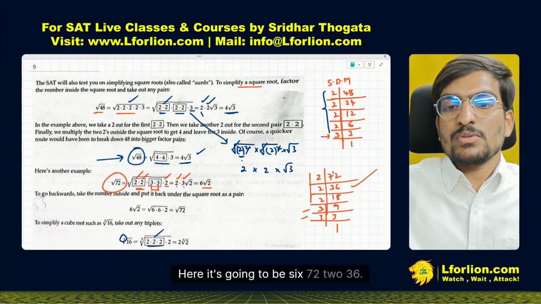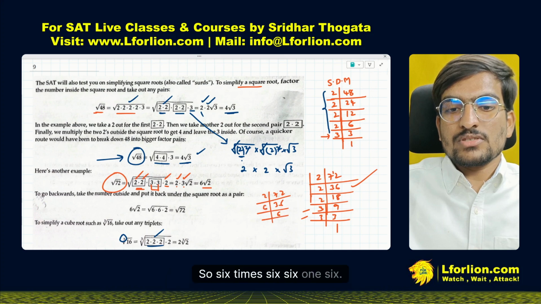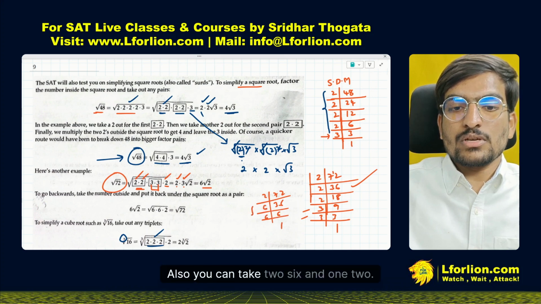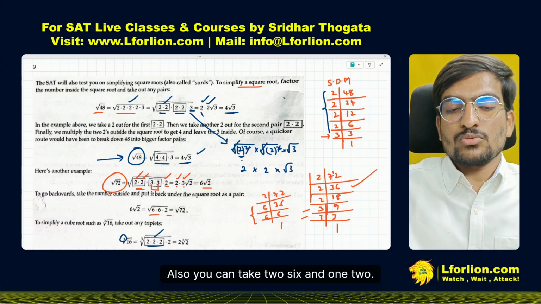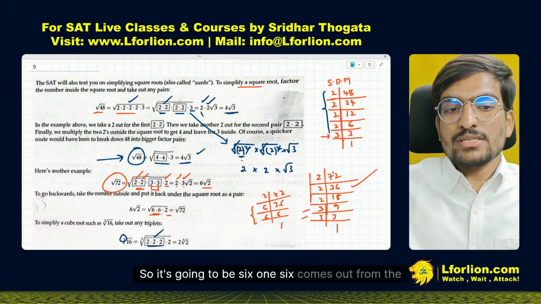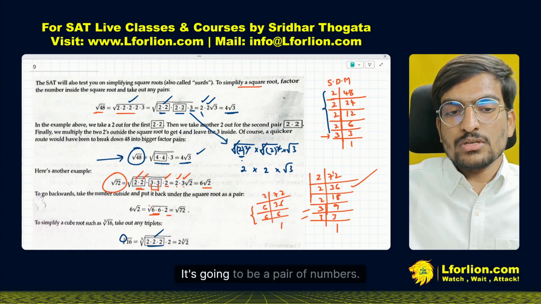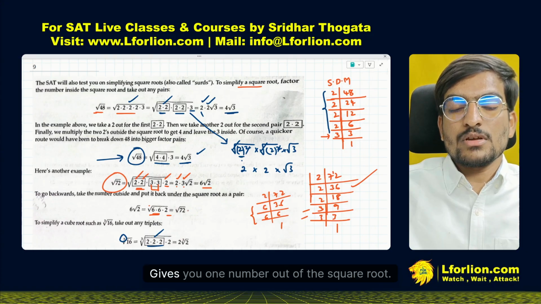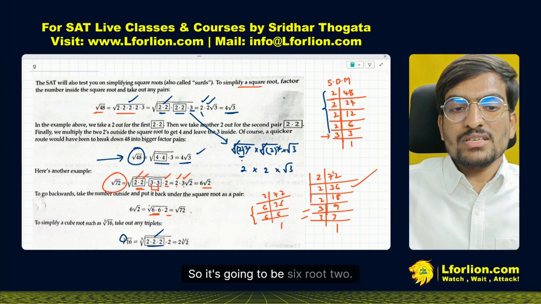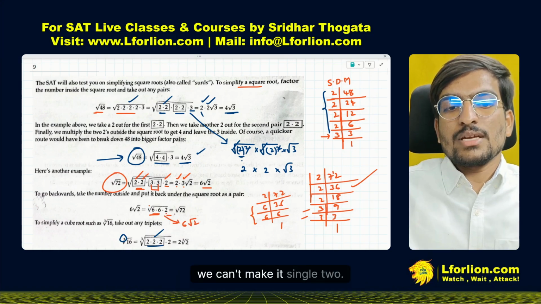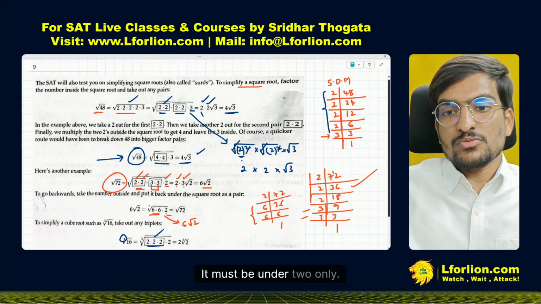Here it's going to be 6 and 72 to 36. So 6 times 6, 6 comes out. You can go this way also. You can take 2 sixes and 1 two. So it's going to be 6 comes out from the square root. A pair of numbers gives you one number out of the square root. So it's going to be 6 root 2. It's only one 2. We can't make it a single 2. It must be under the root only.